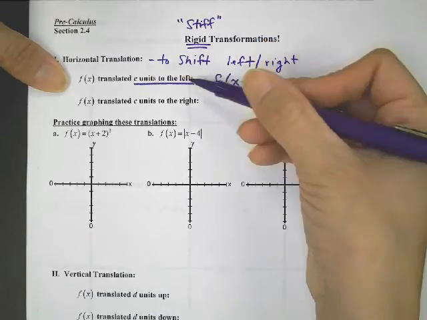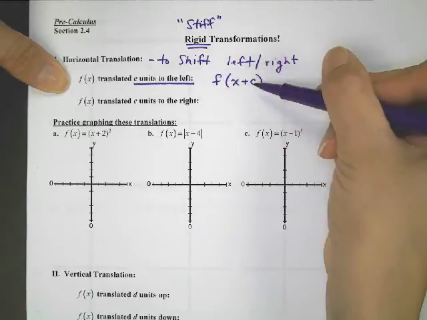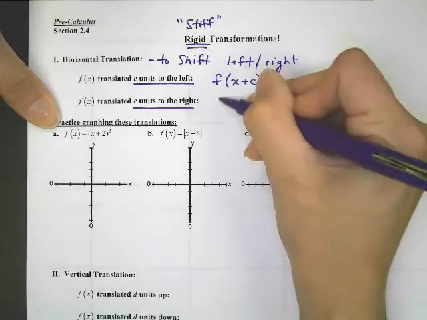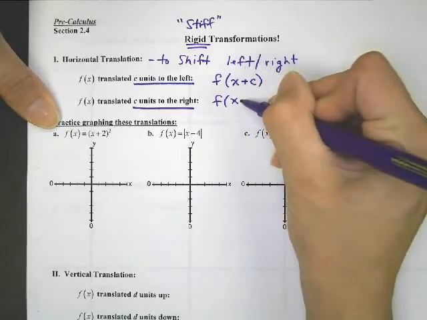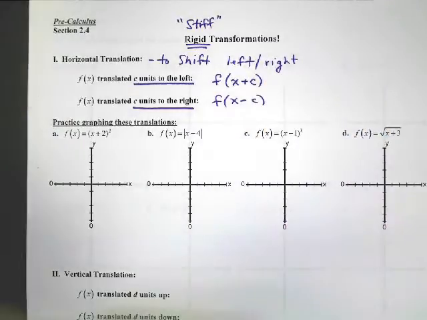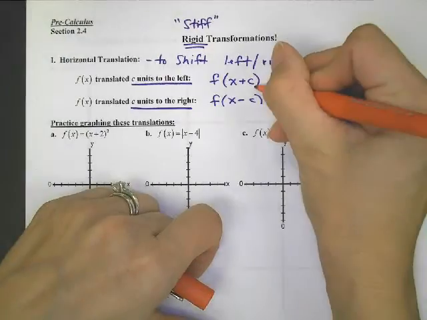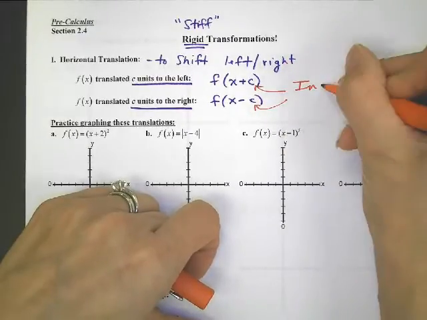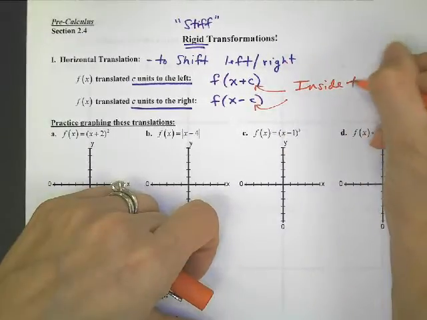Well, that's weird. I thought it said left. Yeah, left, you get a plus. Similarly, c units to the right is going to be f of x minus c. Now, there's a couple things I want you to notice here. Very important. You see these c's? These c's are inside the function.